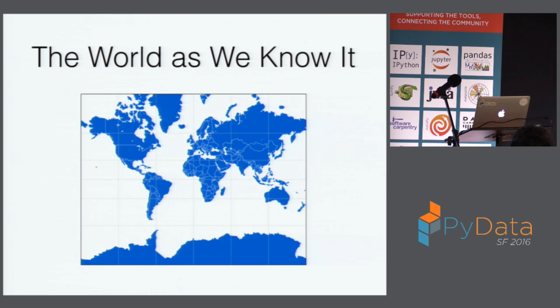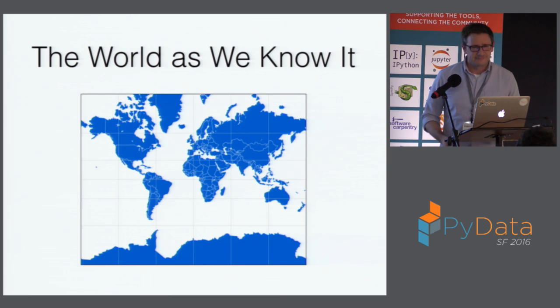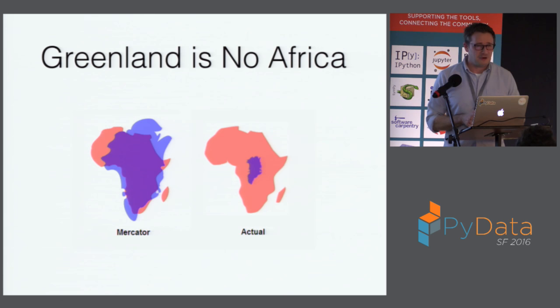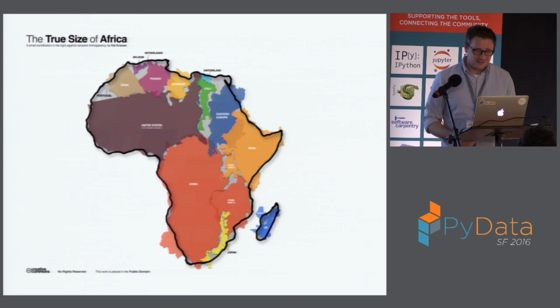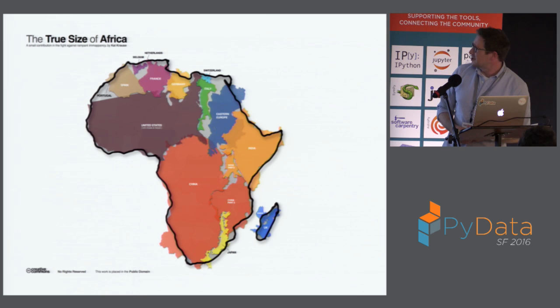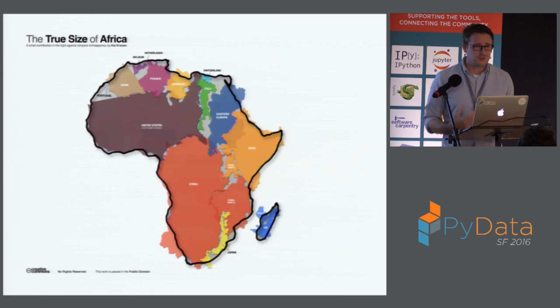Notice that it's nearly the same size as Africa, I believe. So the problem is Greenland is no Africa. On the left, you'll actually see the Mercator projection with Greenland overlaid over top of Africa. And on the right, you'll see how big it actually is in real life. And to drive the point home a little further, this is the true size of Africa with several of the countries that we know, United States, China, India, big ones, laid over top of it. You can see just how huge Africa is.